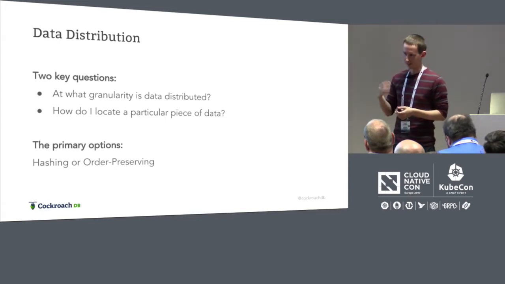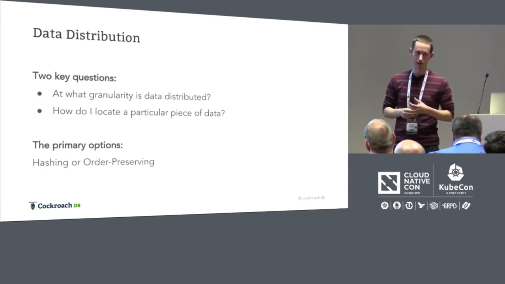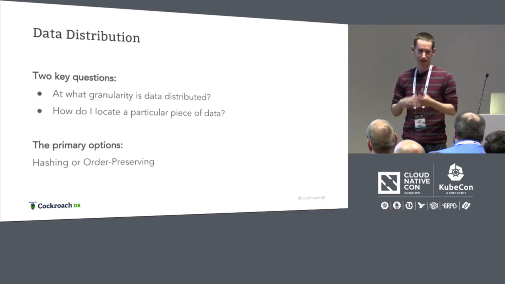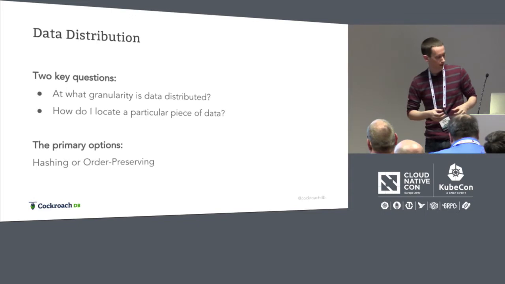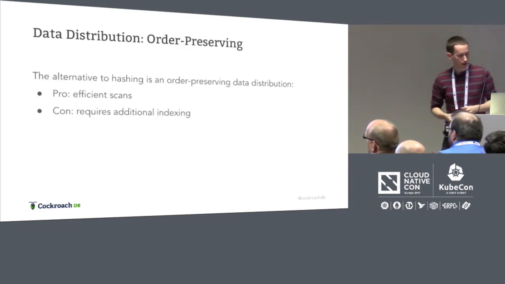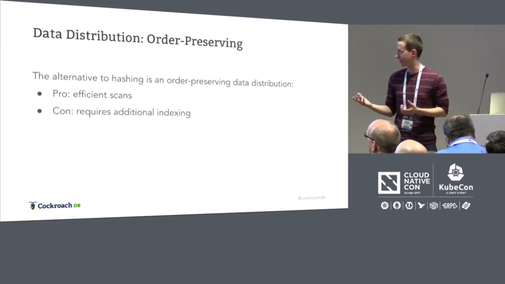The problem is that because it's a hashing function, keys with similar values are mapped all over the place. So you can't do sequential scans efficiently at all, which is a real showstopper for a SQL database, which relies heavily on ordered indexes to do lookups and joins and queries. So we've had to go in Cockroach with what's known as an order preserving approach, which is great for providing efficient scans, but it requires an additional indexing structure.